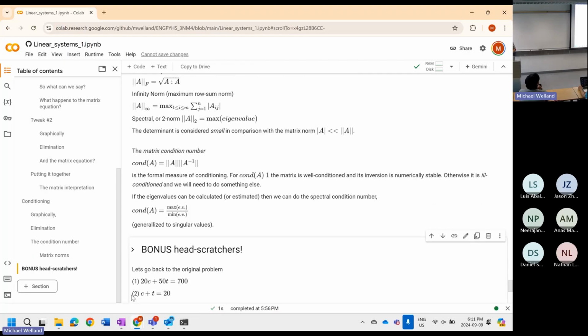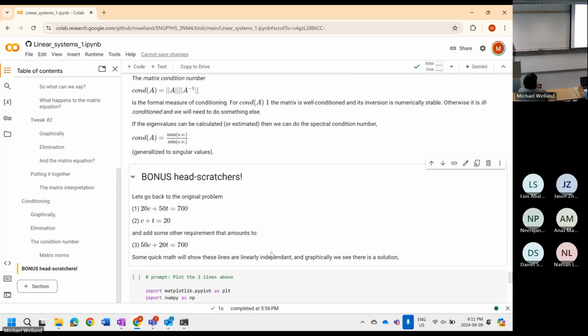Bonus time. I was debating whether or not to put this up here, but I think you can handle it. Don't worry about it, though. I'm not going to be testing you on this one. So I've already set it in. The original problem: 20, 50, 700, C plus T equals 20.